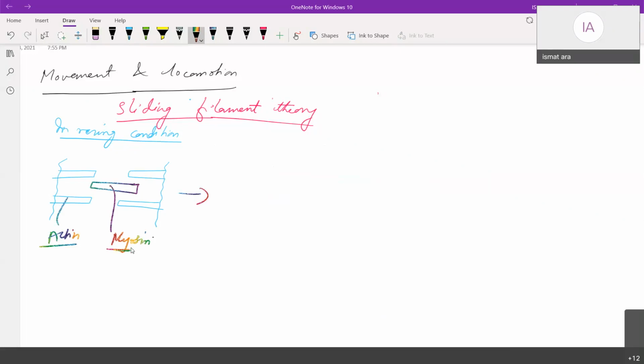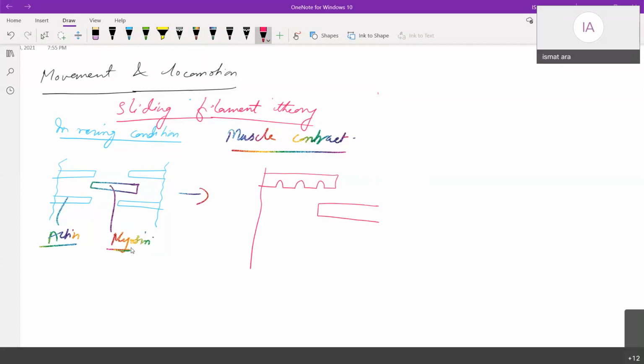What will happen when the muscle will contract? When the muscle will contract, the active sites will remain open like this. And suppose this is the myosin molecule.